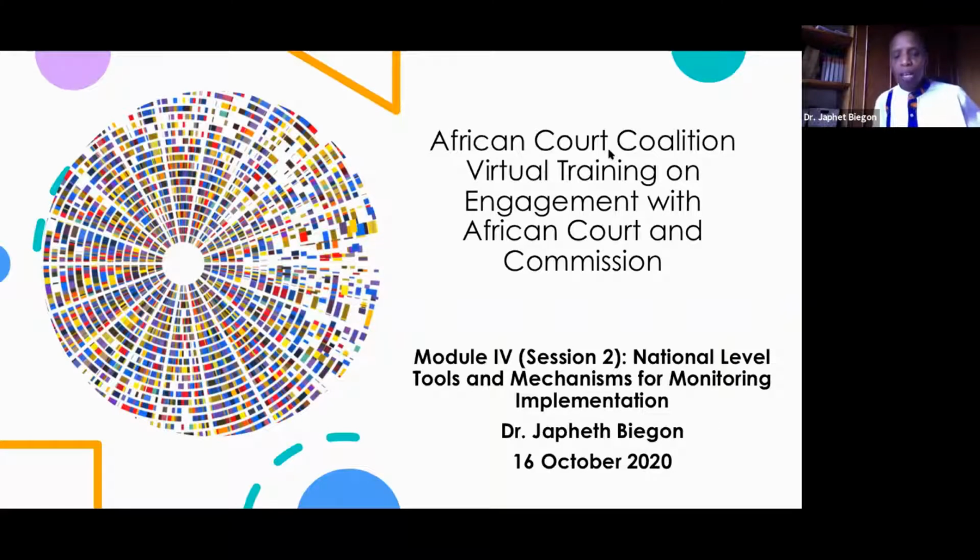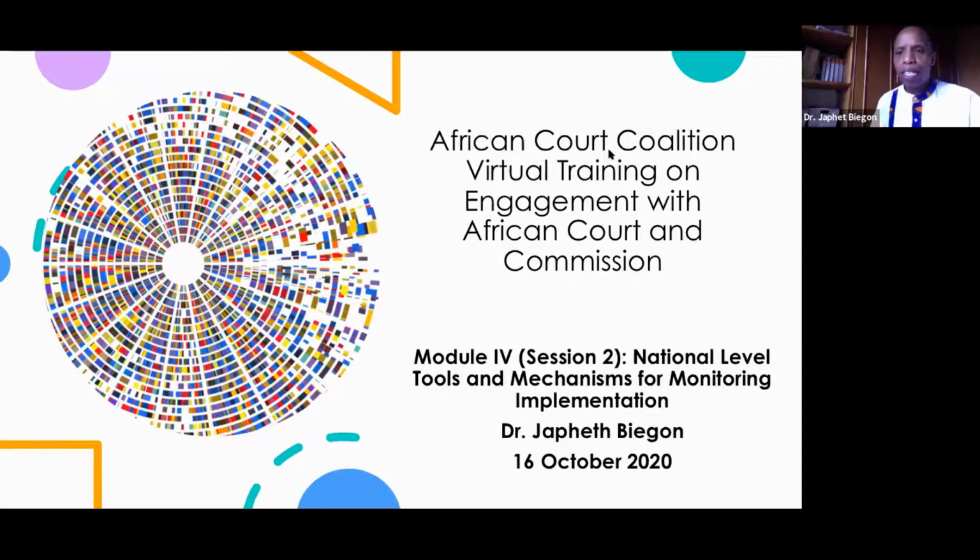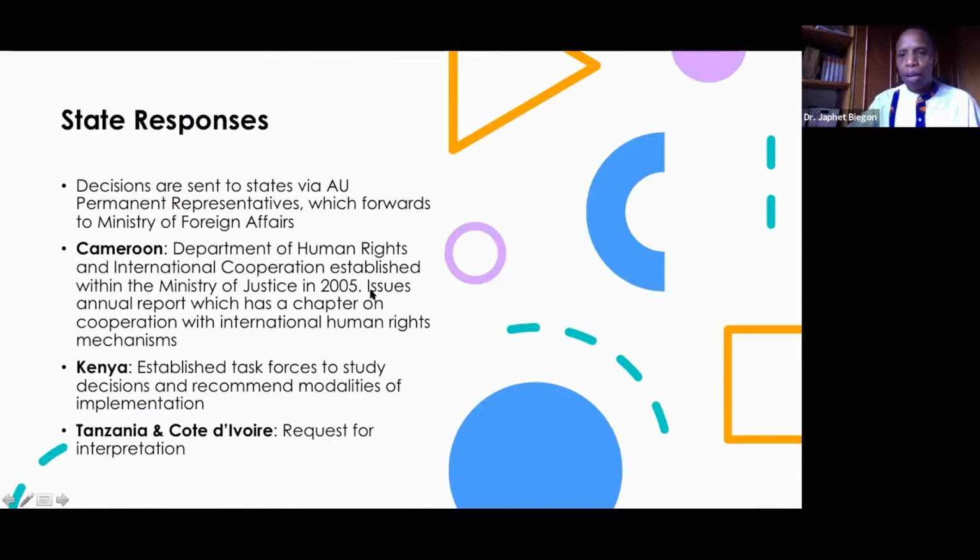Okay, thank you. So we've just spoken about the tools and mechanisms that the court and the commission have deployed to follow up and monitor implementation. This second part of the discussion focuses on what states do when they receive these judgments, or how they receive these judgments, and what litigants and civil society can do. And I think it might answer some of the questions that we have already had from the first session. So once again, I thought maybe I could begin with a quote.